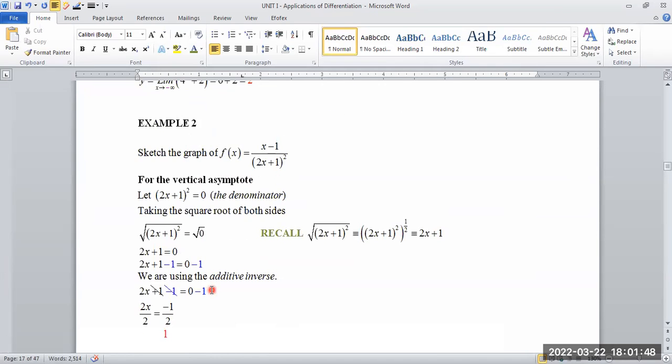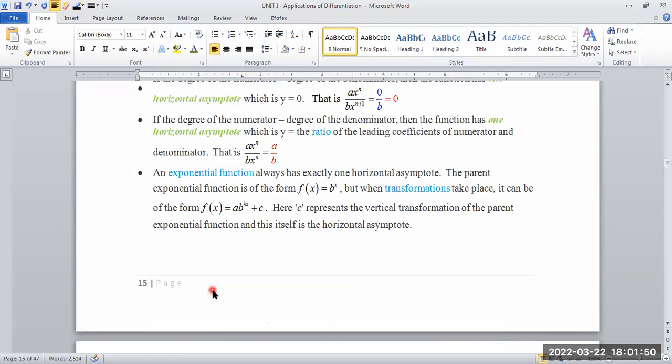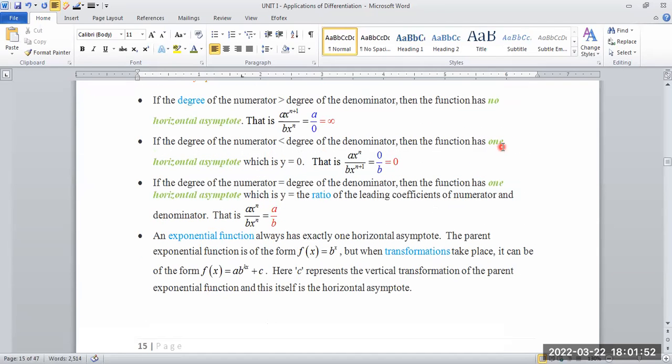But hold on, sir. If it is equal to 0, it has one horizontal asymptote. We can just say, as long as it does not equal infinity. If it's equal to infinity, it has no horizontal asymptote. But if it equals 0, that means it has one. And if it equals a number, it means that it has one. All right?